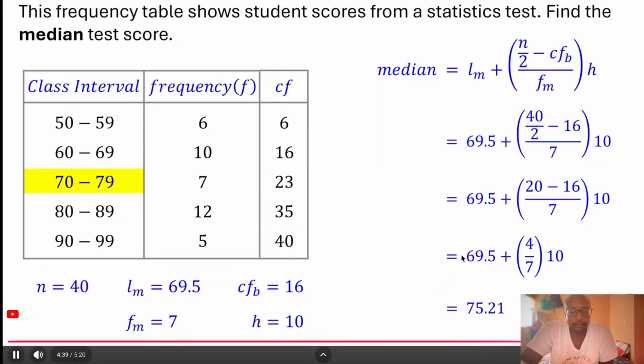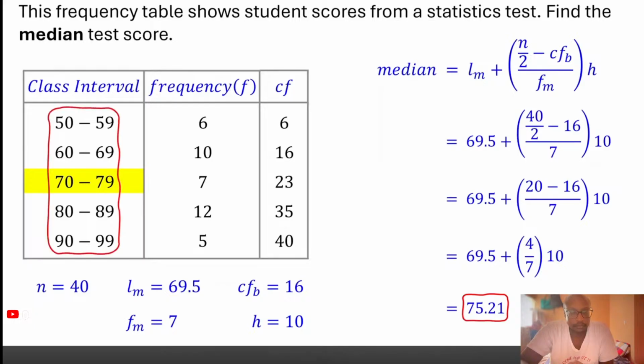Keep in mind that the median here is an estimate. This is because we don't know the exact scores of each student. We only know the ranges and how many students fall into each range. So, the median is not a specific score, but rather an estimated middle value.